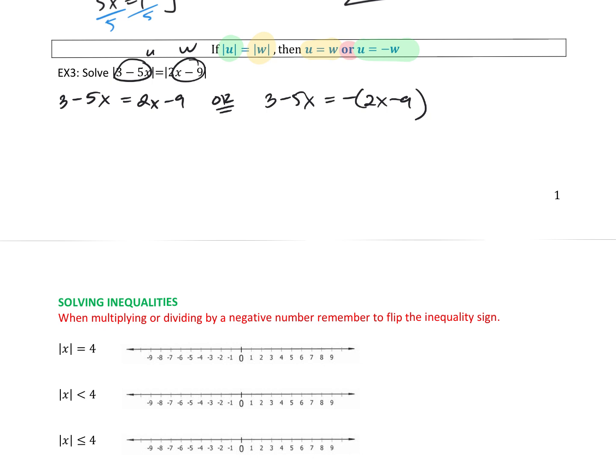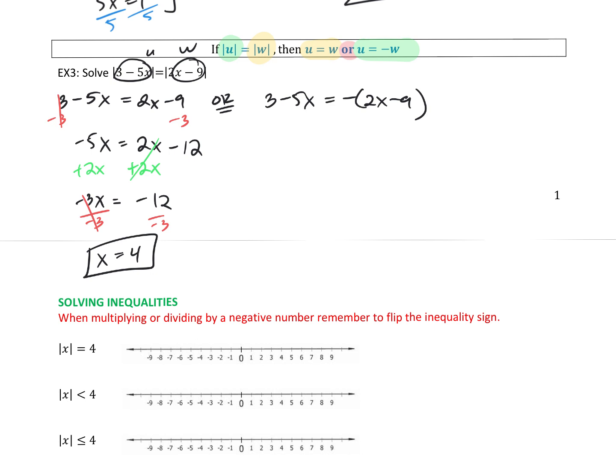All right, let's go ahead and solve. Getting our variable to one side, I'll minus 3 from both sides. I get negative 5x equals 2x minus 12. Adding 2x to both sides, and I have negative 3x equals negative 12. And then getting x by itself, let's divide by 3. X equals 4. Let's solve the other side.